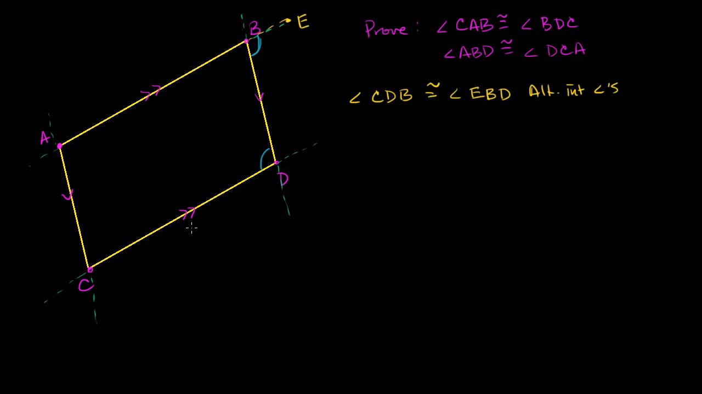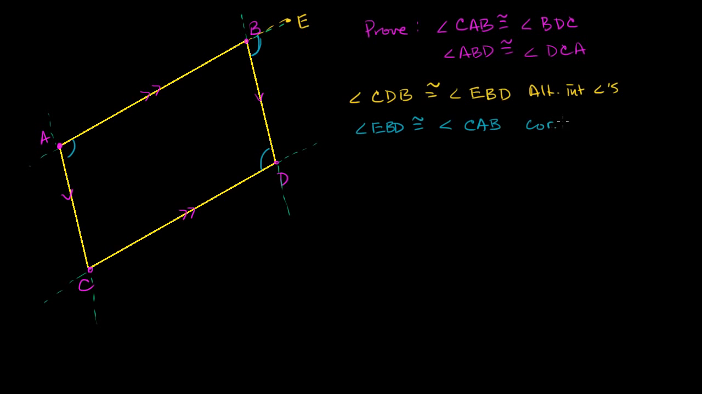Fair enough. Now, if we change our thinking a little bit, and instead we now view BD and AC as the parallel lines, and now view AB as the transversal, then we see that angle EBD is going to be congruent to angle BAC, because they are corresponding angles. So angle EBD is going to be congruent to angle BAC, or I could say angle CAB.